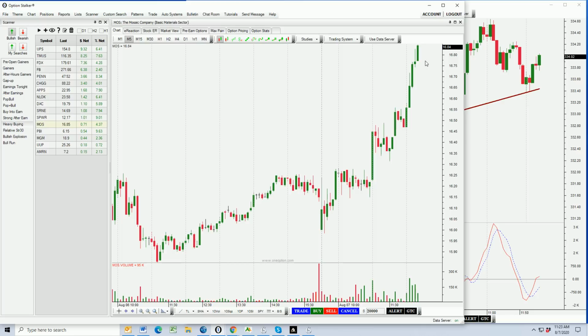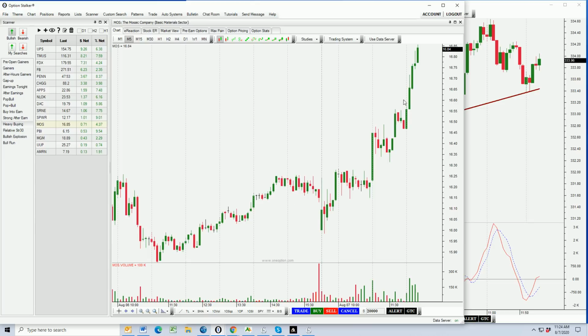MOS price was 16.84. I believe the market's going to go higher. I think the stock's going to tick higher. Wouldn't look to make a lot of money on this. We're in the middle of the day. It'd probably look to make 15 cents, 20 cents on a $16 stock. That is a nice return.